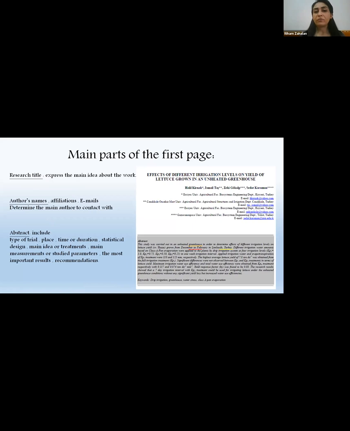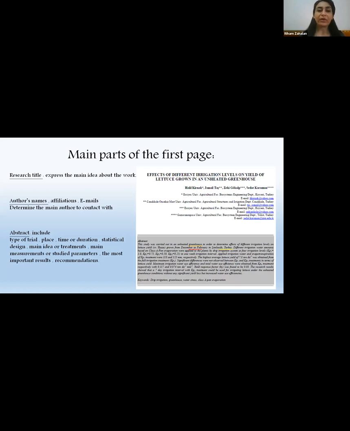So from the title, I can see that this paper is talking about irrigation practices. It talks about LUTs. It talks about unheated greenhouse trail, not a field trial. So I can get a primary idea about what I am going through, what I will read about. After it, I will find the author name or names, their affiliations. I can get more information about them.